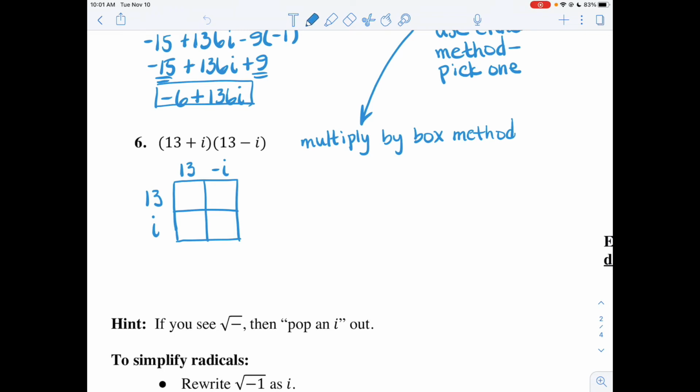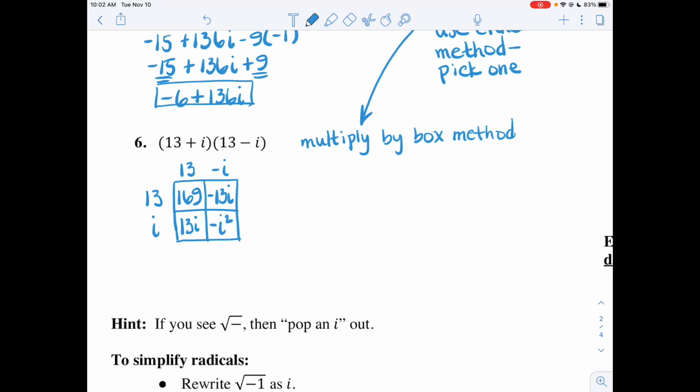Now we just want to go ahead and fill in the boxes by multiplying. So I'm going to take 13 and multiply by 13 and put my answer right here in this box where they intersect. That's going to be 169. 13 times negative i is negative 13i. 13 times i, here and here, the answer goes in this box, and it is a 13i. And then finally, i times negative i gives me negative i squared.